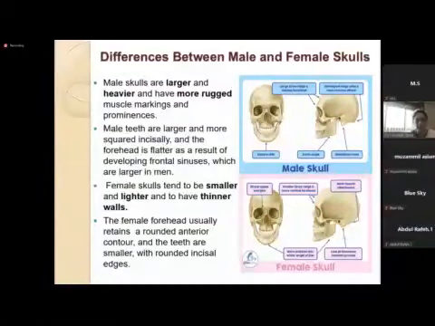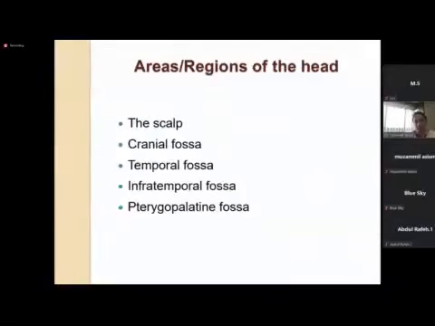Now, we can divide the head into different areas and regions, which are very important. We can divide it into the scalp. We have cranial fossas, temporal fossa, infratemporal fossa, and pterygopalatine fossa. I will discuss them one by one.